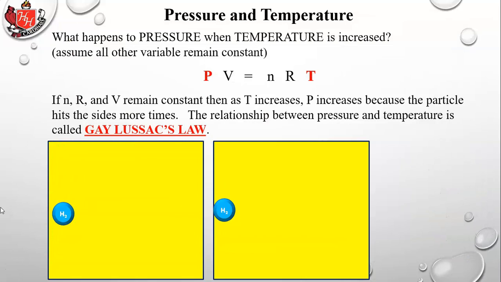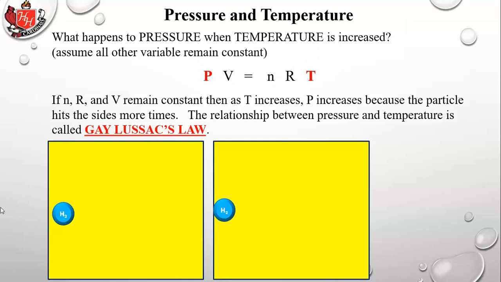Okay, what happens to pressure when temperature is increased? So there you see the formula. What's going to change is the letters in red, pressure and temperature. Everything else stays the same. So the volume's going to stay the same. The two containers down below are the same size. And you're not going to add or subtract any gas from the container, so the number of moles or number of particles is going to stay the same.